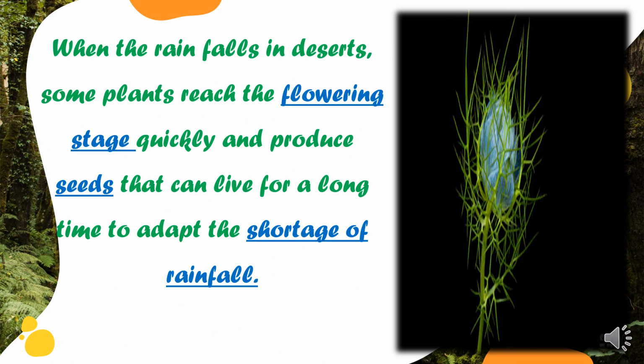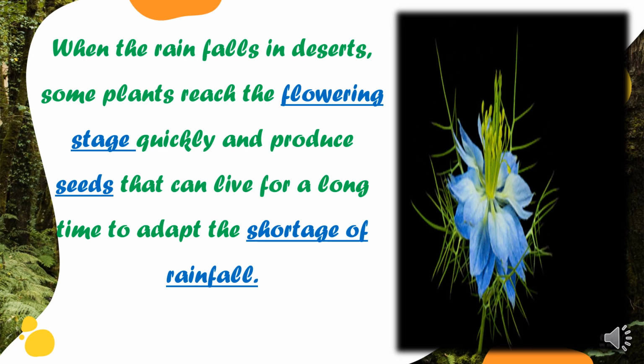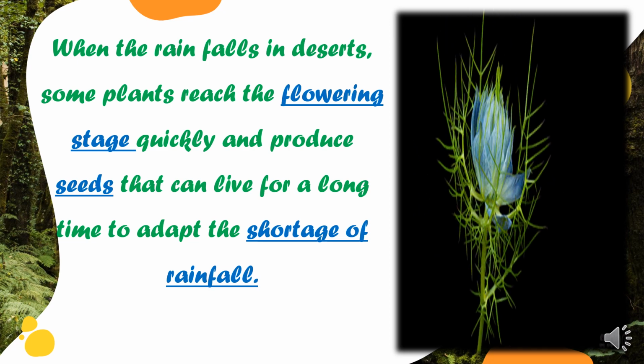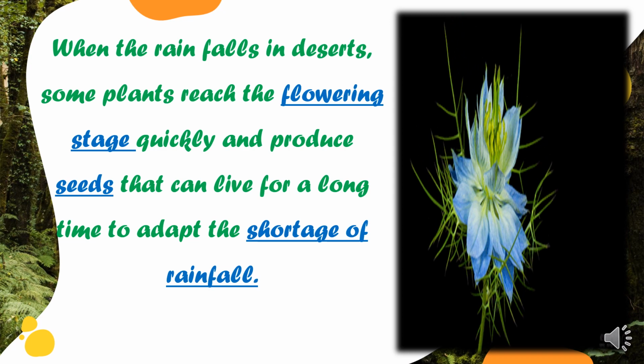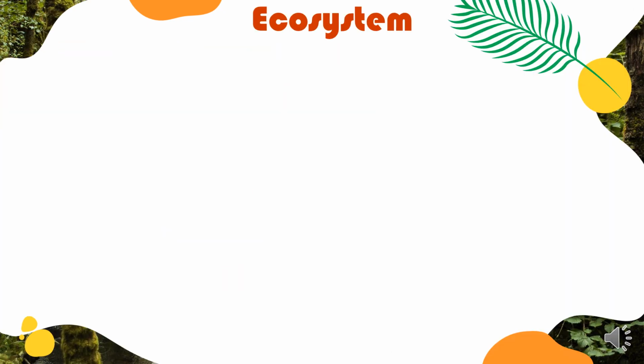In the desert, when the rain falls, some plants reach the flowering stage quickly and produce seeds that can live for a long time to adapt to the shortage of rainfall. Let's talk about our ecosystem.